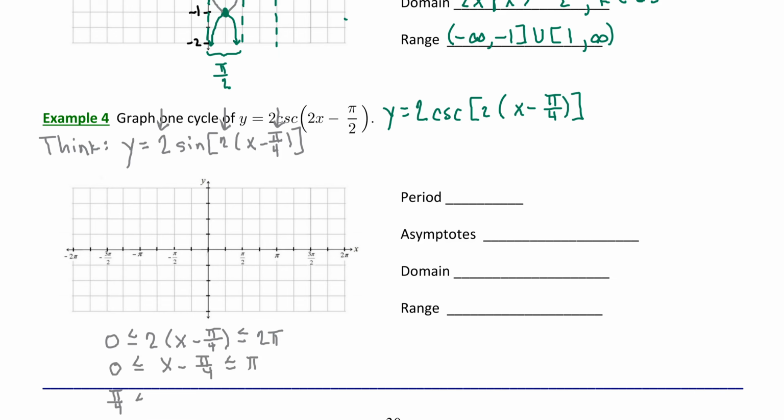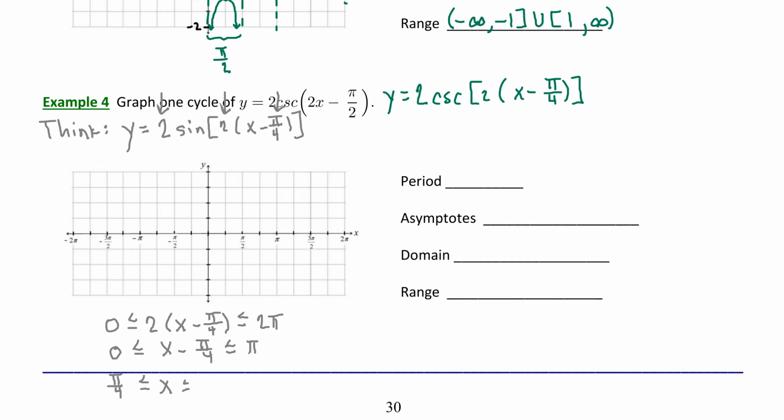So we have pi over 4 is less than or equal to x, less than or equal to pi plus pi over 4. So think 1 plus 1/4, 1 1/4, or 5 over 4. Or if you want to see the arithmetic here, we're going to get a common denominator of 4 and you can see we end up with 5 pi over 4. So the upper value for our fundamental cycle is 5 pi over 4.